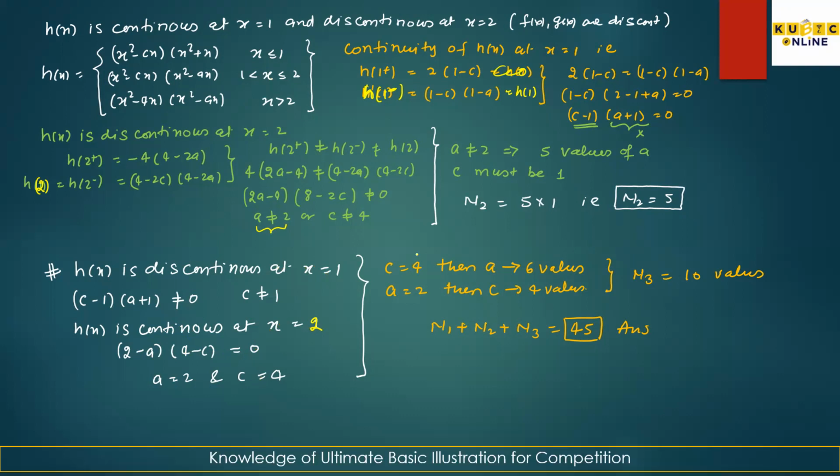So if we put c equal to 4, then we get 6 values of a, right? But if you put a equal to 2, then we get 4 values of c other than 4. So it means now we are getting n3, and n3 will have 10 values. So the total number of values of n1 plus n2 plus n3 will be 45, and this is the final answer.